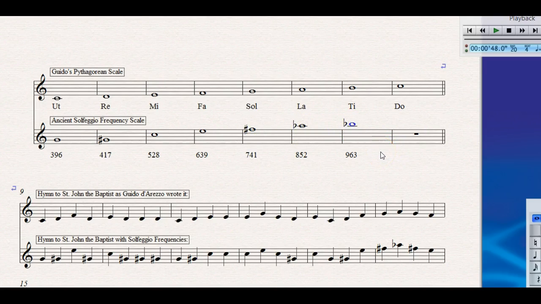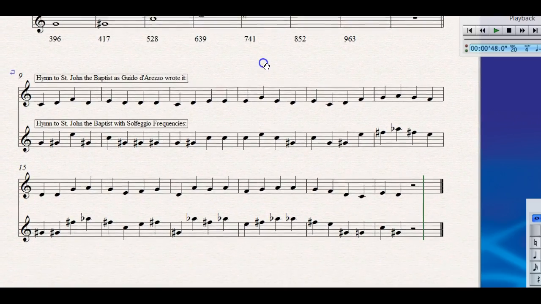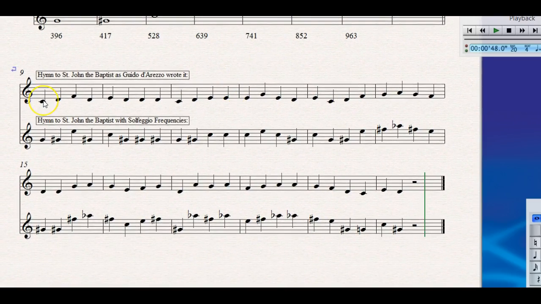Okay, so hopefully you can hear the difference between the Pythagorean / equal tempered scale. Again, they're really close, and the Ancient Solfeggio Frequency scale. Quite a difference. Okay, if you look down here, I've got the hymn to St. John the Baptist actually written out.